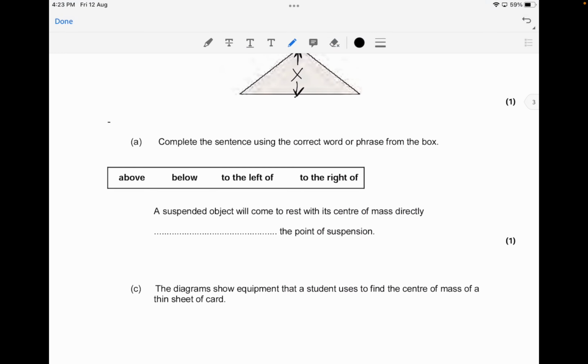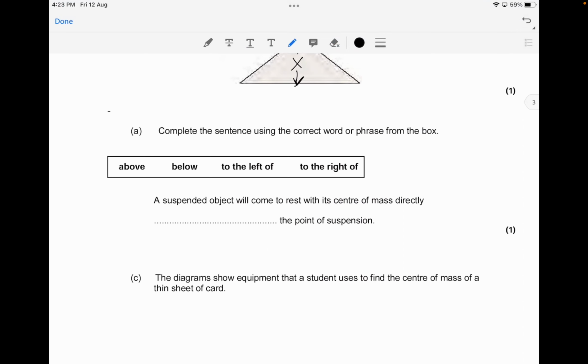All right. Okay, now you're going to complete the sentence using the correct word or phrase from the box. A suspended object will come to rest with its center of mass directly below the point of suspension. So I've talked about this in the previous physics video, I think when dealing with moments, levers, and gears. I've seen this question appear. You guys have to learn this statement by heart, like, just learn it. A suspended object will come to rest with its center of mass directly below the point of suspension. This point is really critical that you know this in your exam.